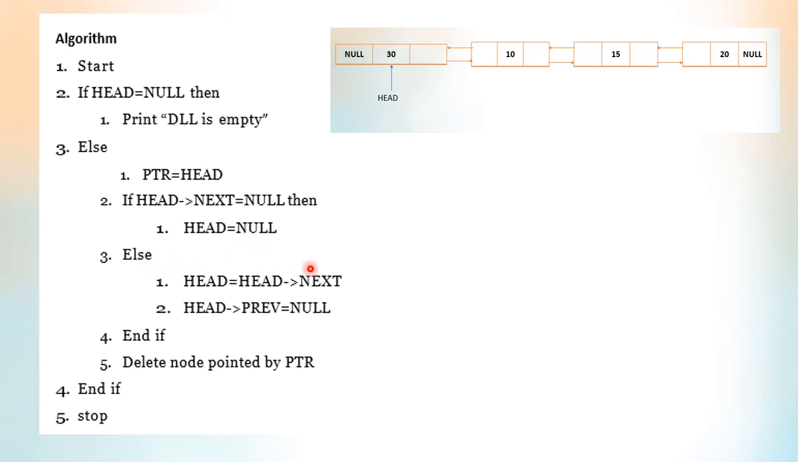And in the else case, there are more than one node in the doubly linked list. So you can point head to the next node, like assigning head is equal to head next. So head will be pointing to this node, and head previous is equal to null. And this will be the node pointed to by PTR. You can simply delete the node or deallocate memory using the free function. So this is the algorithm for deleting a node from the beginning of a doubly linked list.